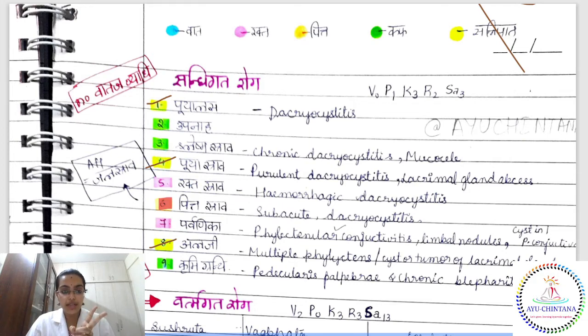Then Rakta is 2 in number. What are they? Raktasrava, Parvanika. Sannipataja are 3 in number. The rest 3. What are all they? Puyalasa, Puyasrava, Alaji. So the first column in the table is understood. That is according to the dosha.